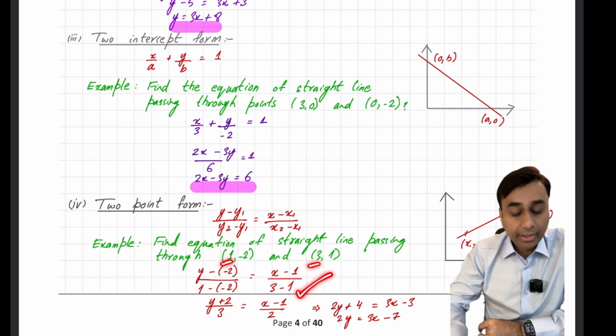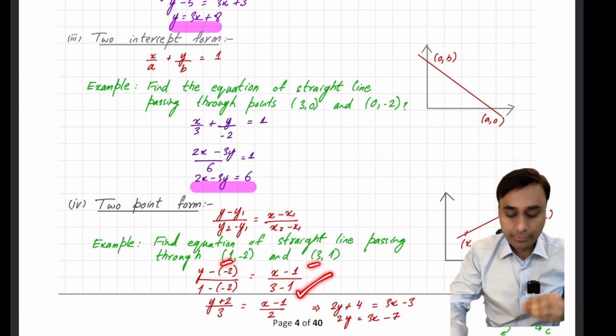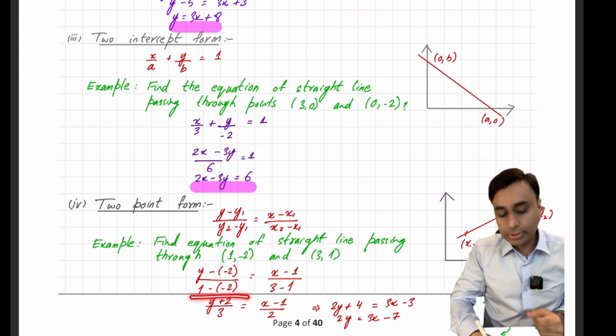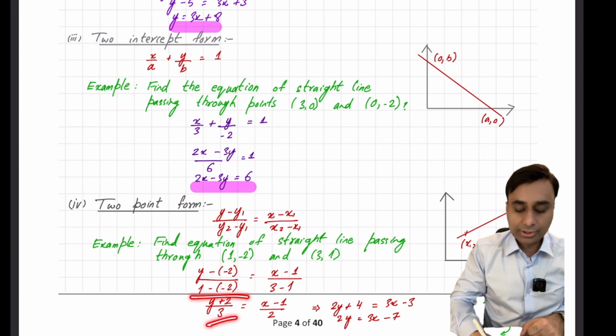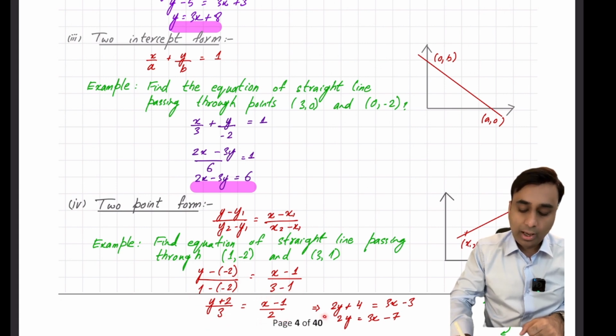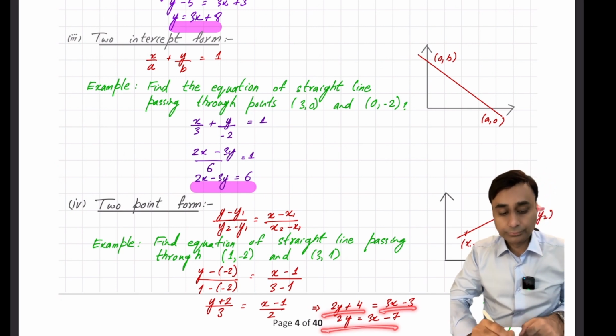Once I have written it down in this form, it is just a matter of simplification and you will be able to get the equation of the straight line. So 1 minus minus 2 is 1 plus 2, which simplifies to 3, and similarly 3 minus 1 simplifies to 2, and then I have cross multiplied the terms and got the simplified form.